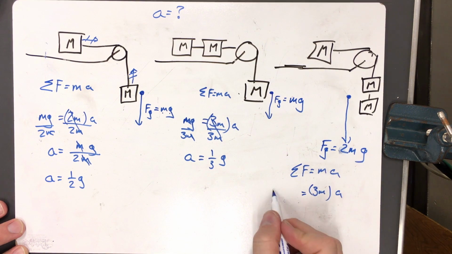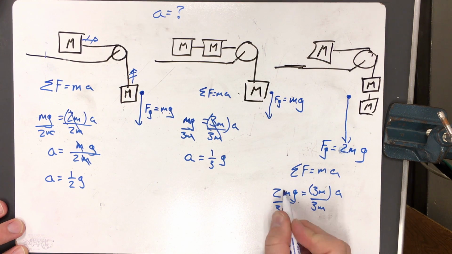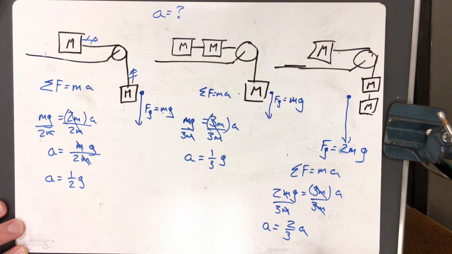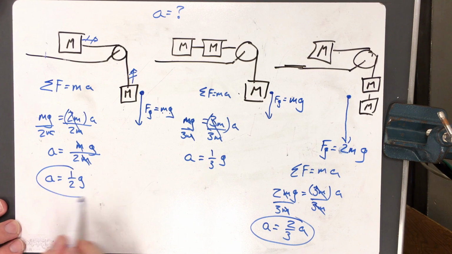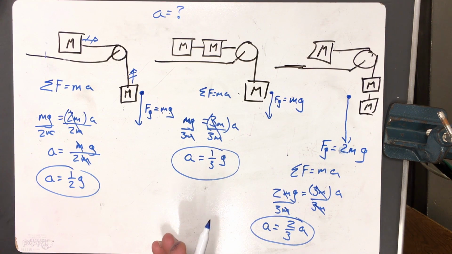If you apply a force of 2 mg on it, well, now when you divide both sides by 3m, the m's cancel, but you're left with 2/3 g. So the acceleration in this case would be 2/3 the acceleration due to gravity. And if you remember your fractions, this is the most acceleration, this is the next most, and then this is the smallest acceleration. And if you look at it, it should kind of make sense.